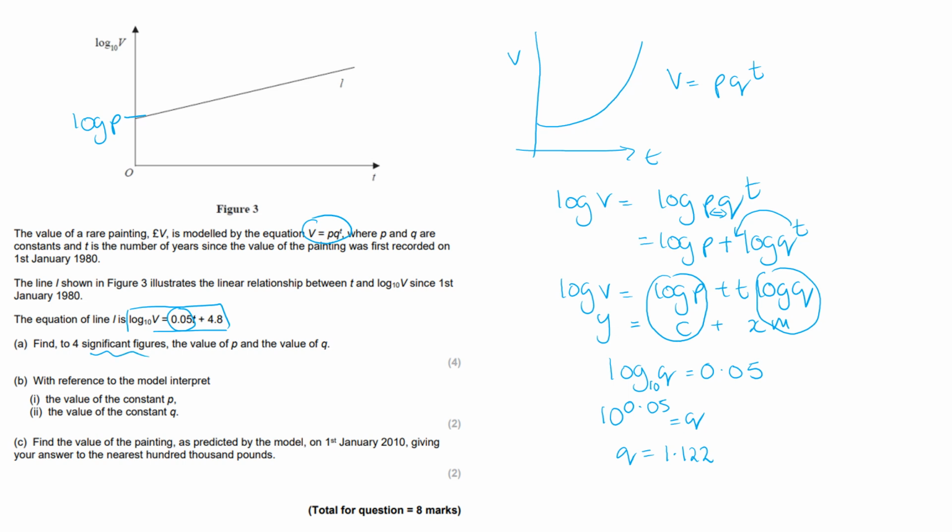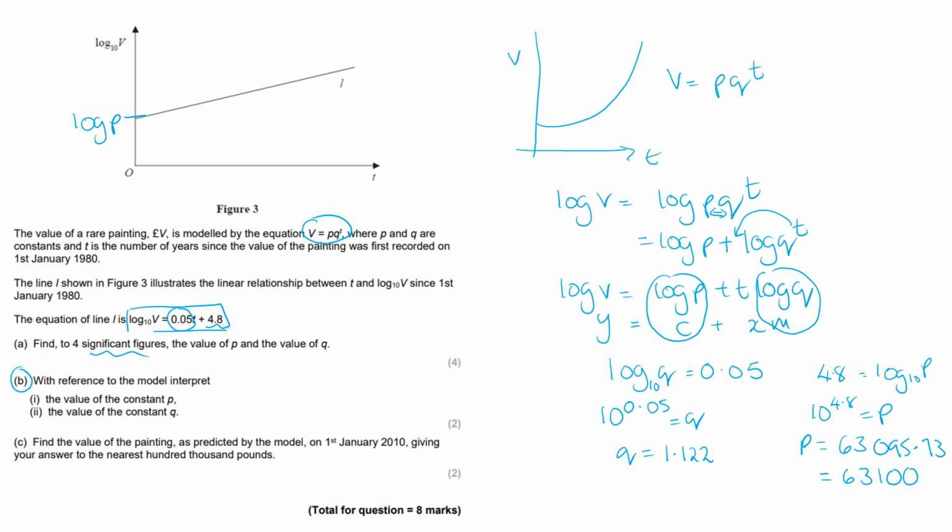And then if we do the same with the y-axis intercept, we're told that that is 4.8. So 4.8 is equal to log to base 10 of P. So that tells us 10 to the 4.8 is equal to P. On our calculators, P comes out to be 63095.73. Doing it to 4 SF, 63100.